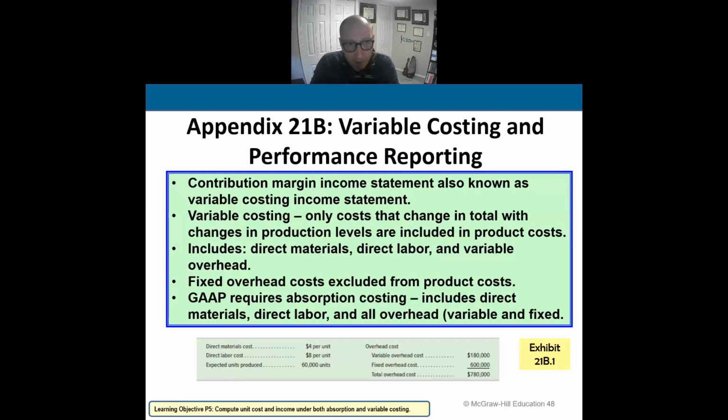Remember that the variable costs include direct materials, direct labor, and variable factory overhead. Fixed overhead costs are excluded from product costs, like the supervisor's salaries, etc. Those are classified as fixed factory overhead. This is an example of that.